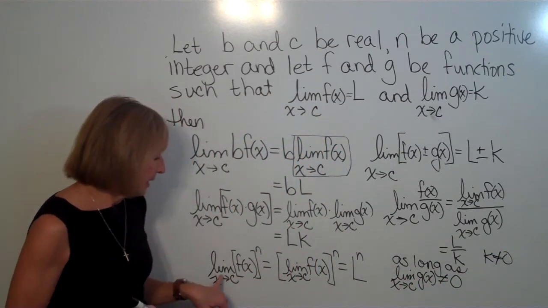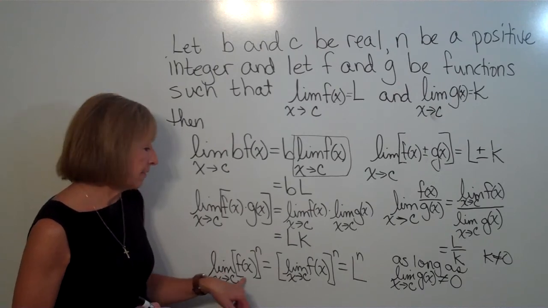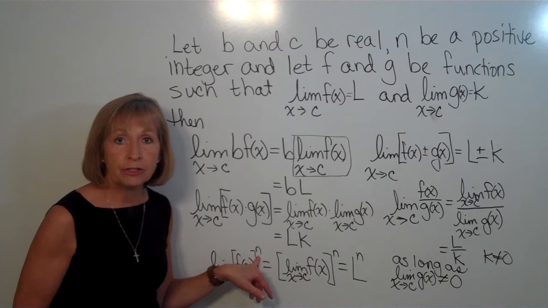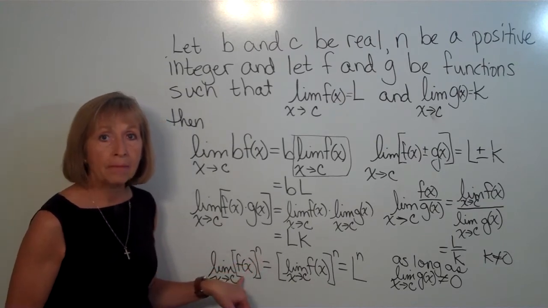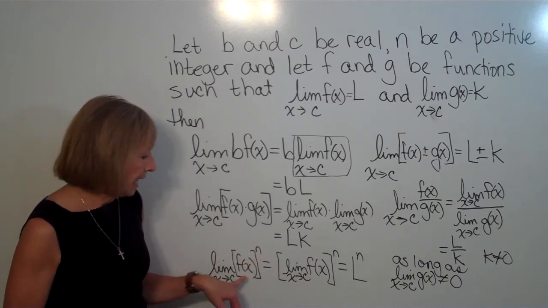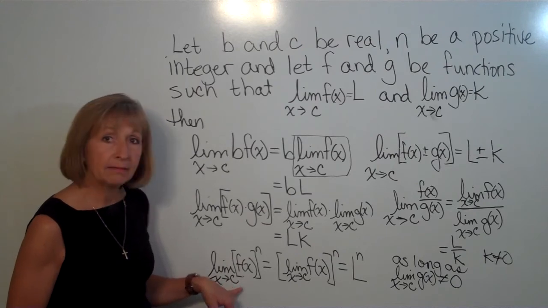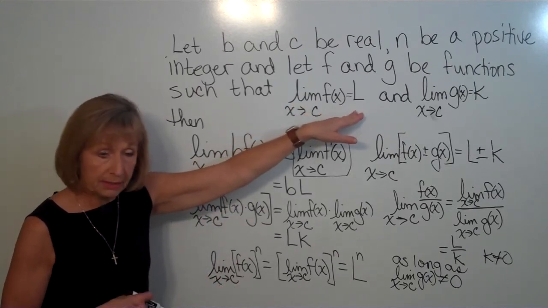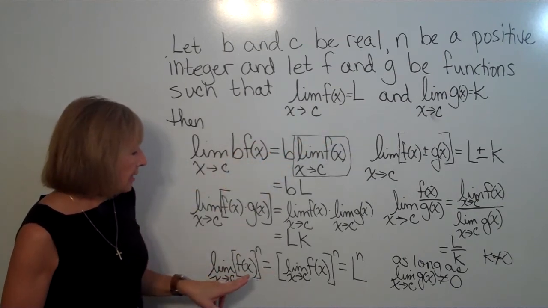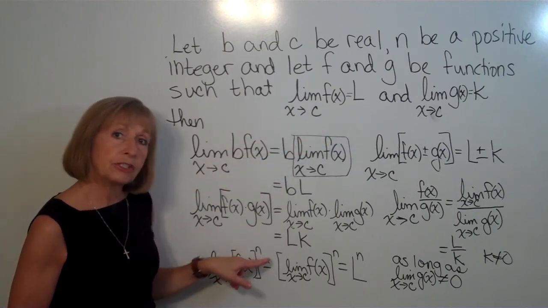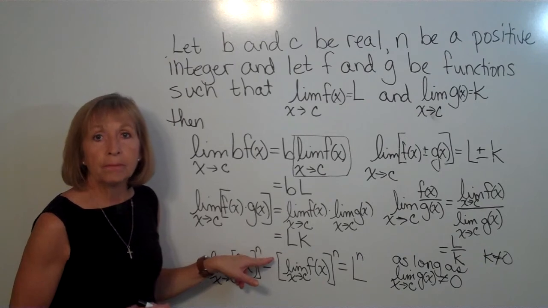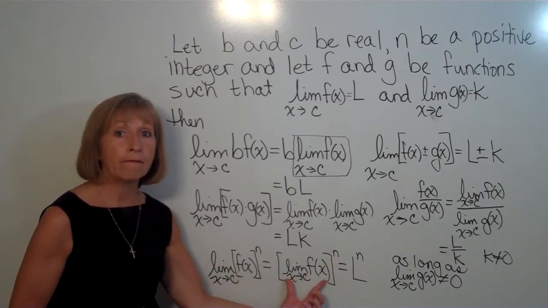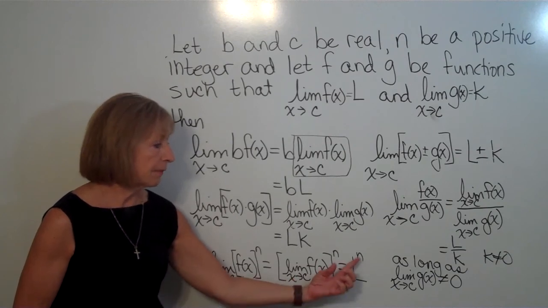And then lastly, the limit as x approaches c of f of x to the n. So if I have a positive integer power on my base function, and I want the limit as x approaches c, and individually I know that its limit exists and what its limit is, then the limit of a function to a positive integer power is the positive integer power of the limit, so that's going to give me L to the n.